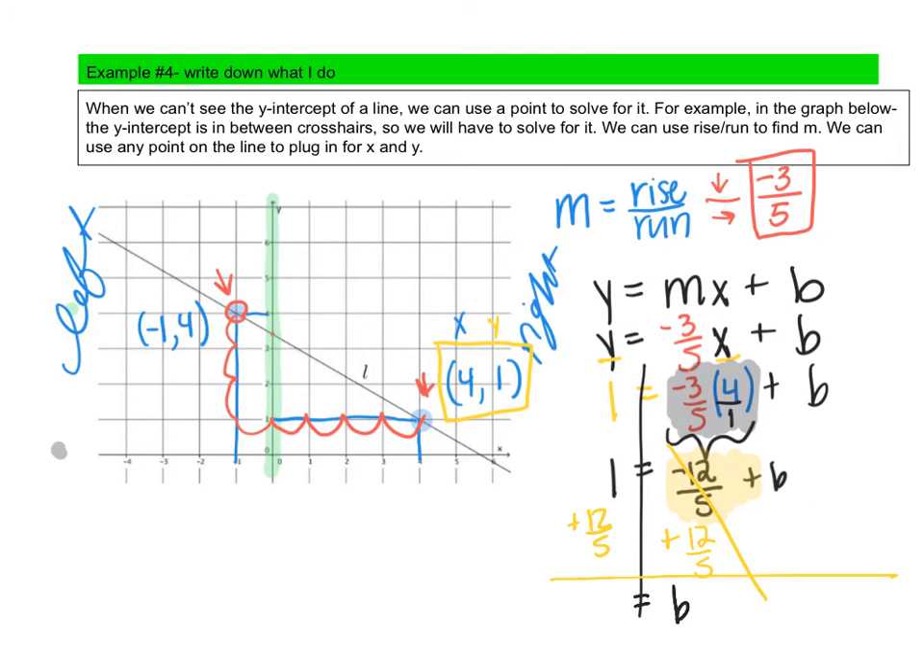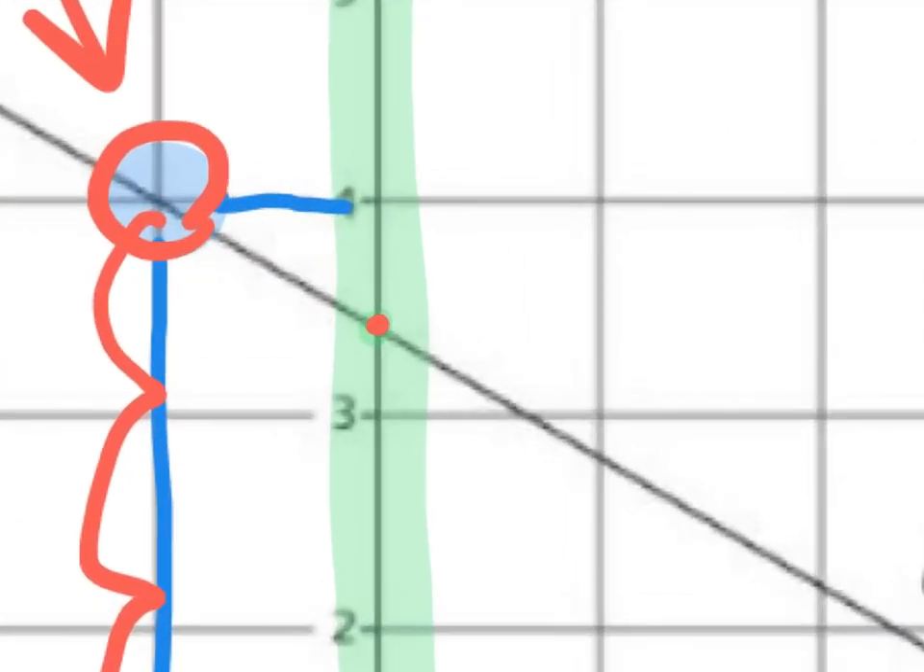Over here, 1 plus 12/5. So I'm going to turn 12/5 into a decimal real quick. 12 over 5, same as 12 divided by 5. That is 2.4. So this is 2.4 plus 1. Well, this is 3.4. So my y-intercept is at 3.4, and it looks like that, right? It's at 3, and it's almost halfway. It's at 3.4.